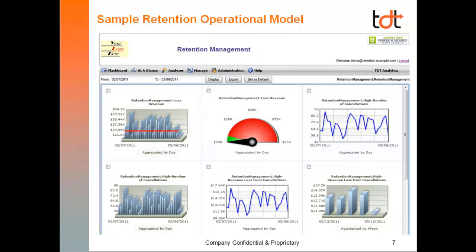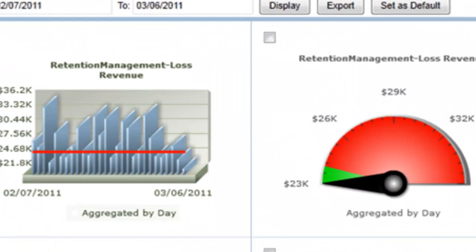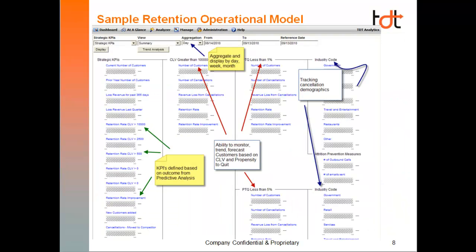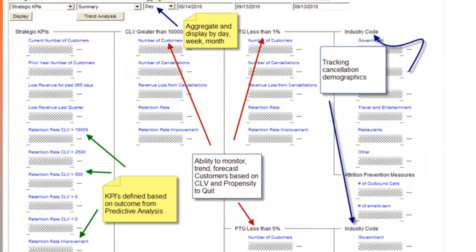From there, we prepare a set of flashboards, dashboards, and work groups that allow you to manage in near real time all of your customer groups by CLV and by PTQ. You can customize these flashboards by individual and by KPI, and present them daily, weekly, or monthly. The program all starts with this at a glance.